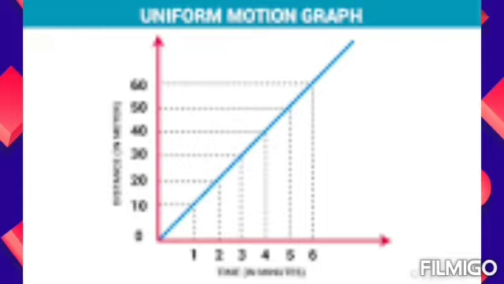So every interval in between 1 and 2 is 1 hour of time. Here see the distance: 10, 20, 30. So that's all equal distance, and the time is also equal. So here, equal distance in equal intervals of time is called uniform motion. Okay, like that we can see a distance time graph.